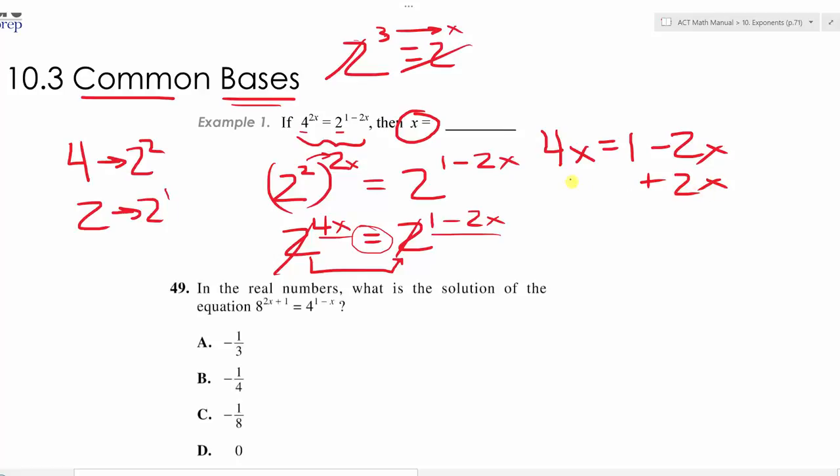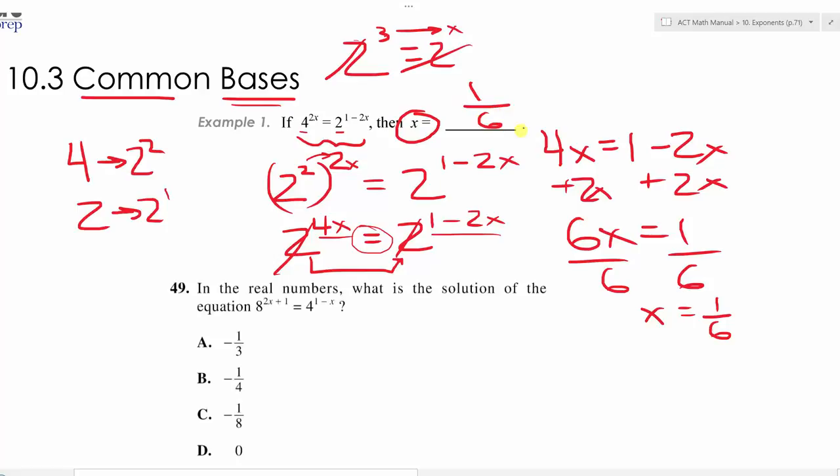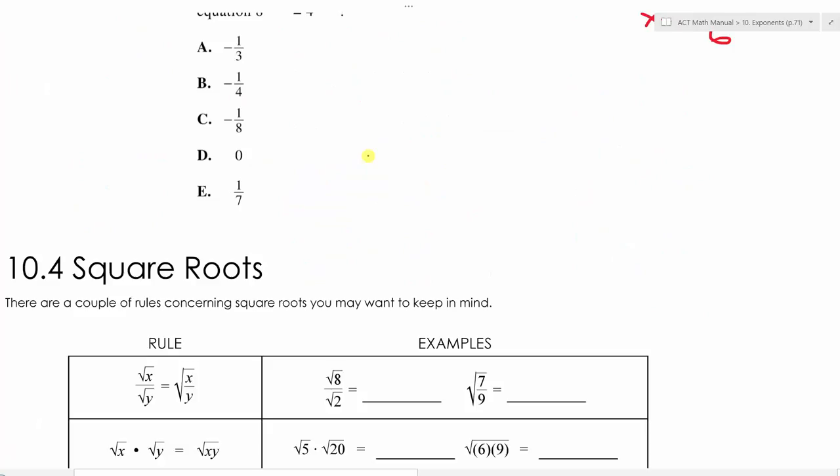I add the 2x. Now we're just doing simple algebra. Add the 2x, I get 6x equals 1, divide by 6, I get x equals 1/6. So by applying common bases there, I was able to determine that the value of x has to be 1/6. I could verify that by throwing 1/6 back in for x and using my calculator to calculate both sides of the equal sign and make sure that they are equal, but they are equal indeed.